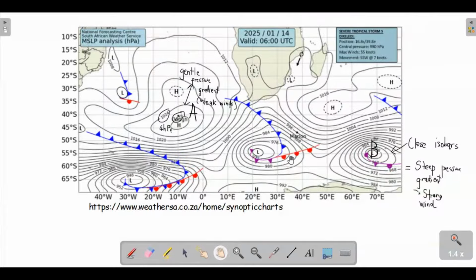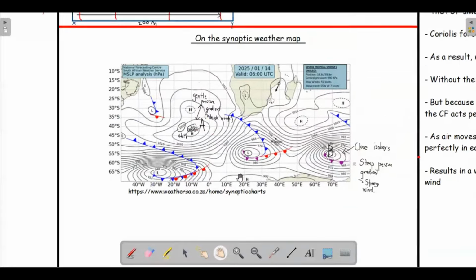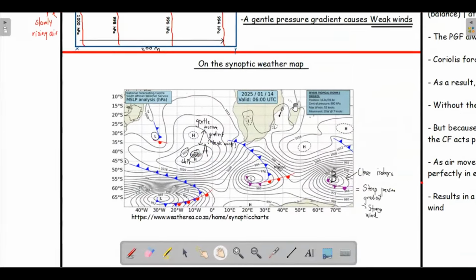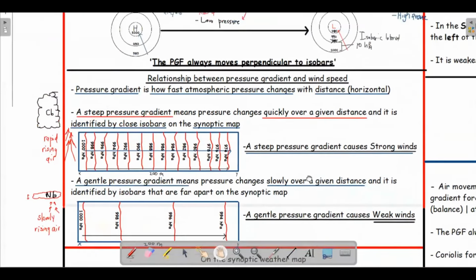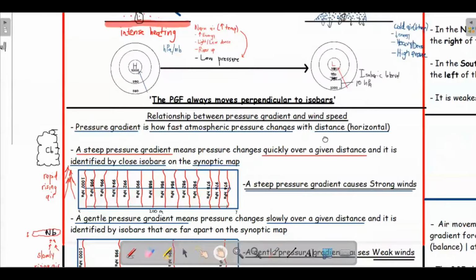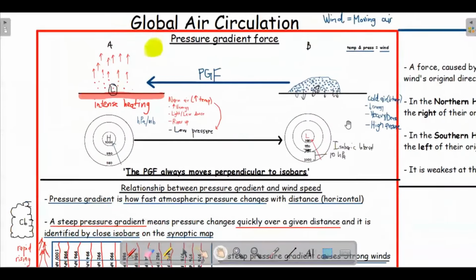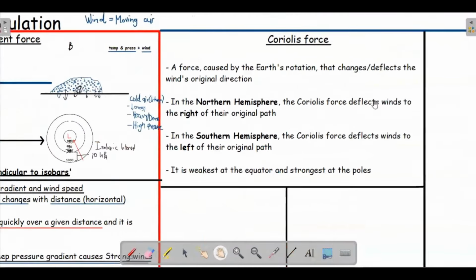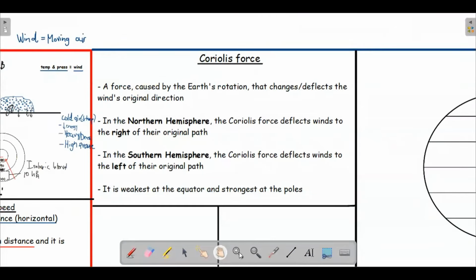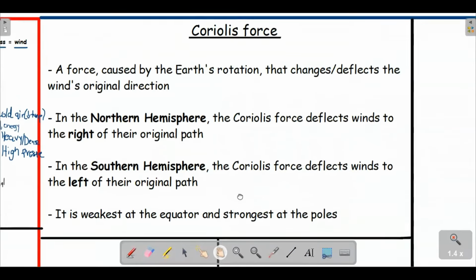Okay, hope you understood that, guys. Let's move on then to another force. So that is the pressure gradient force. It moves air from an area of high pressure to an area of low pressure. It's always perpendicular to isobars. And so that is our first force done, the pressure gradient force.